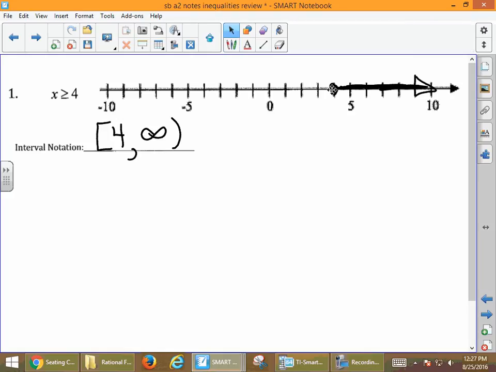Again, that might be the first time that you've ever seen it. We're going to go through our examples here with this interval notation, and we'll just start getting a little bit of practice on it today.